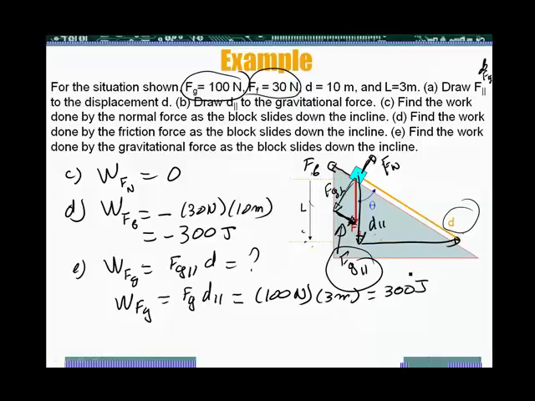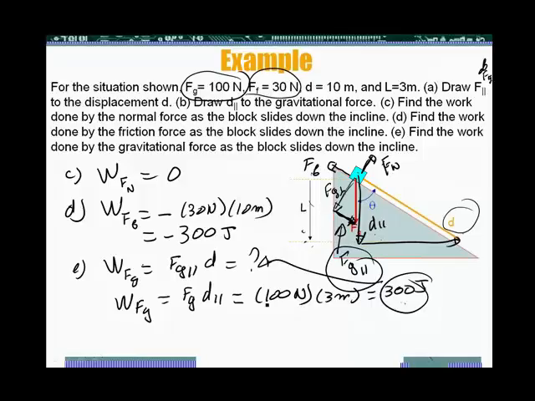Now, if I really wanted to find Fg parallel, we can find it by writing this equal to 300 joules. We know what d is, so we can find Fg parallel. And you guessed it, Fg parallel in this case is going to be equal to 30 newtons. The fact that the sum of all the works adds up to 0 tells me that my net work is 0 and my net force is 0. So my block is moving down at a constant velocity.